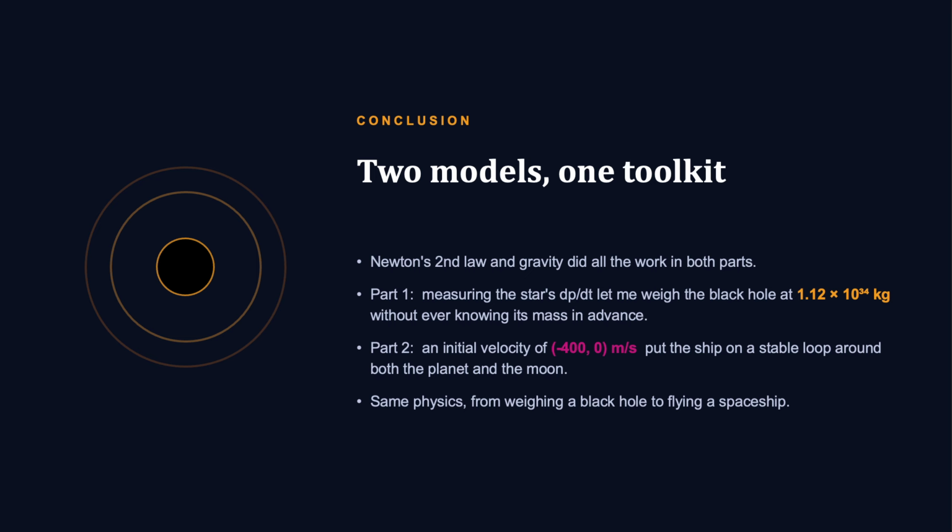Part 1 weighed the black hole at 1.2 times 10 to the 34th kilograms without knowing its mass in advance. Part 2 put the ship on a stable orbit around both bodies, and that worked.